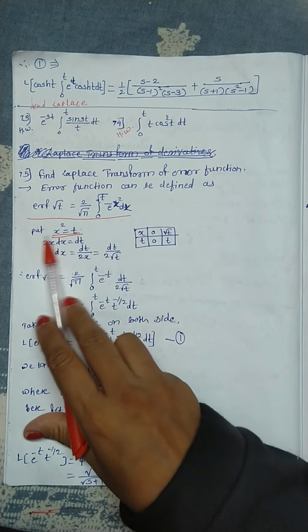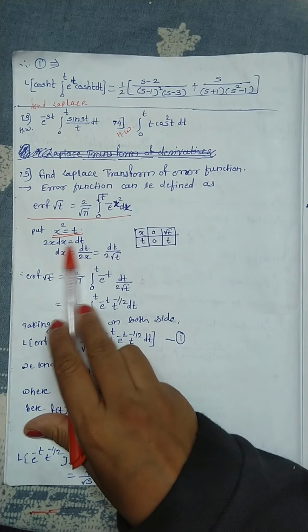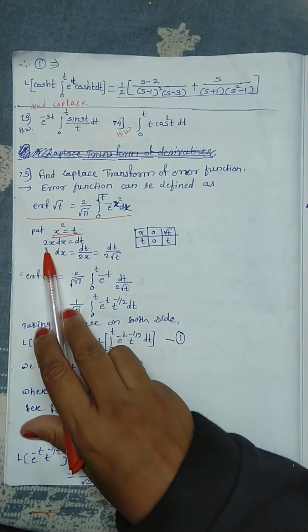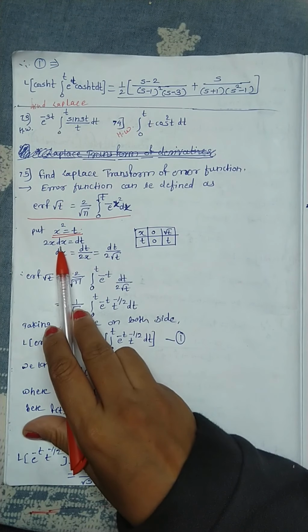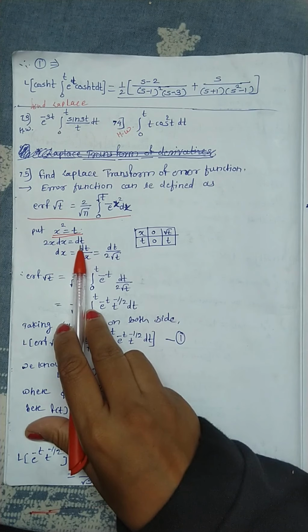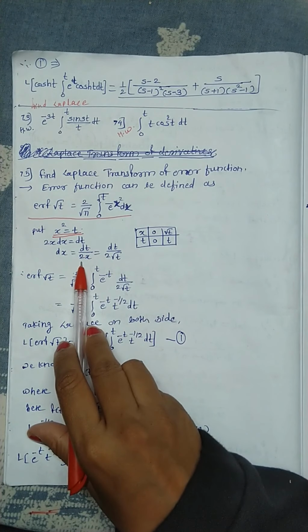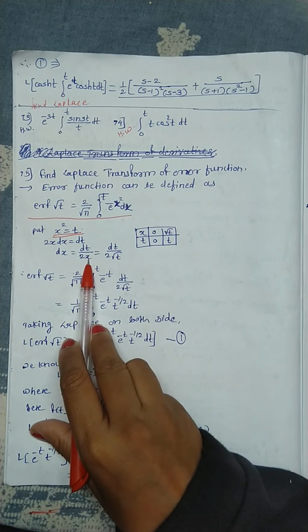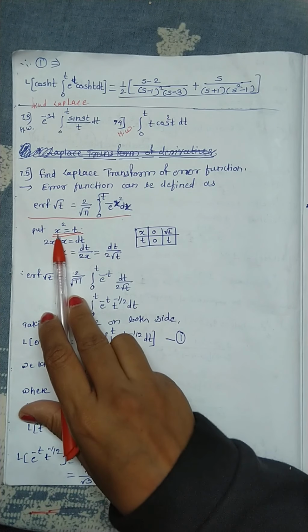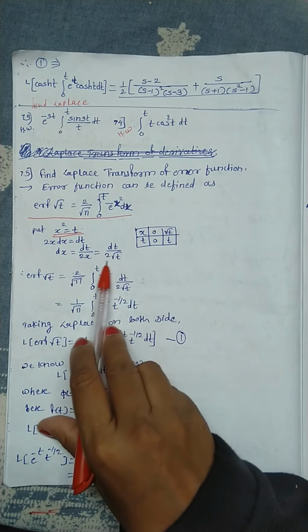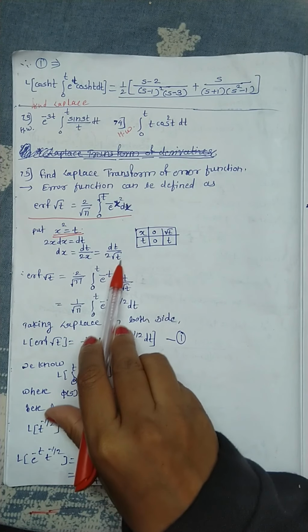Put x square equal to t. Taking the derivative on both sides, like what we do in integration theory or examples, 2x dx is equal to dt. We want dx only, so take 2x to the other side: dx is dt upon 2x. Again we have to put it in terms of t. Here x is equal to root t, so I put this value here, and we get dt upon 2 root t. This is the substitution.